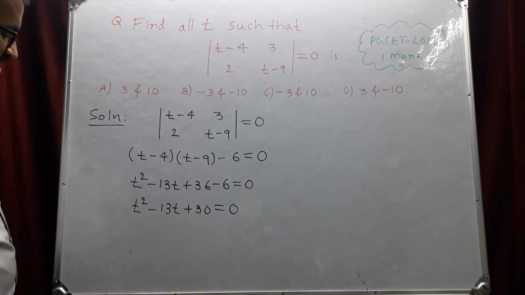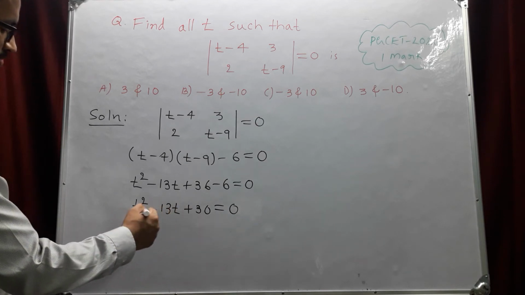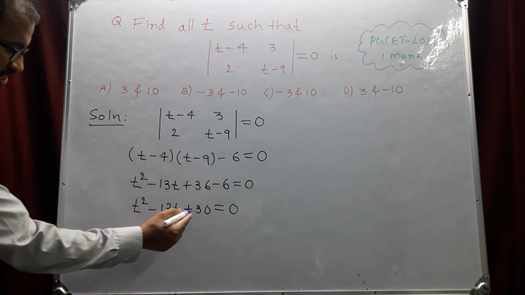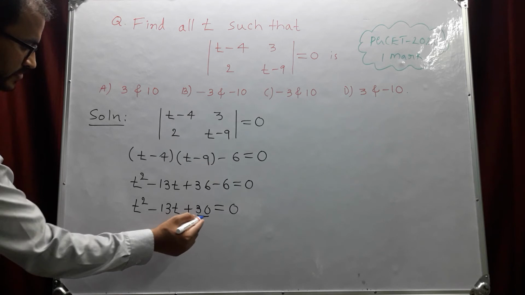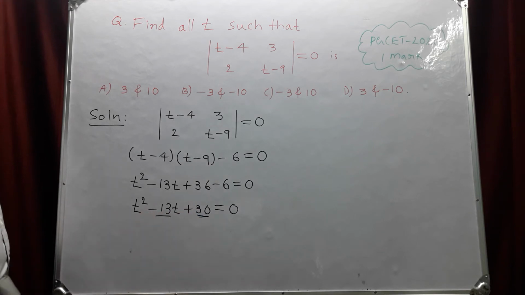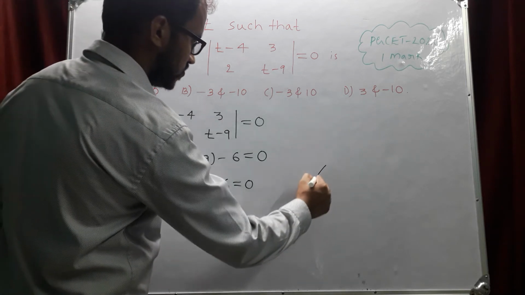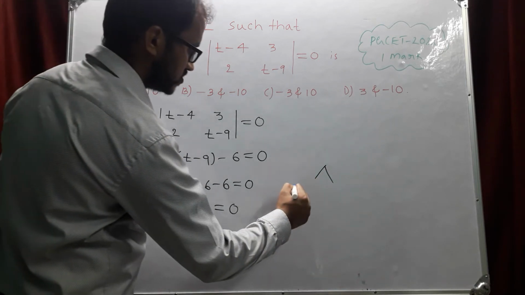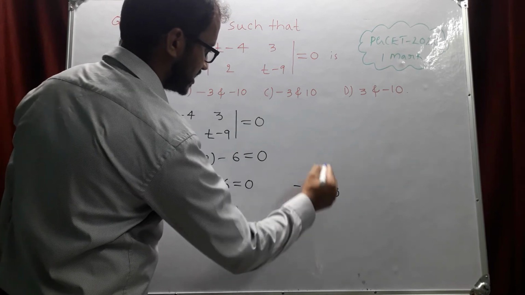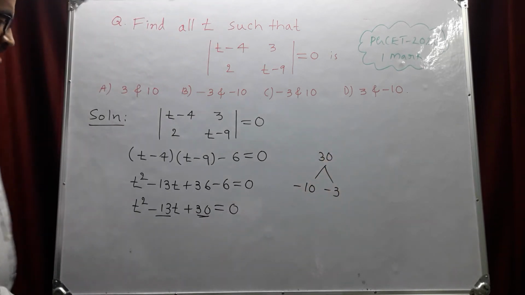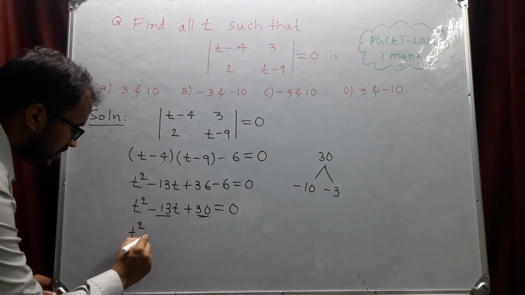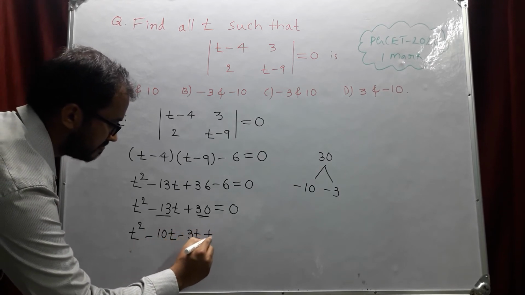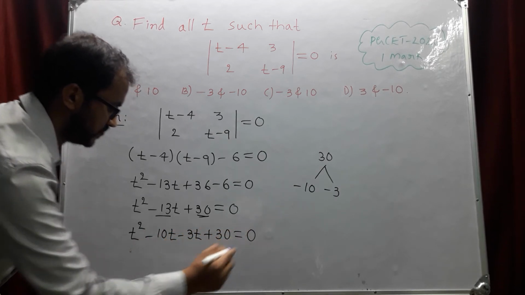So this is the quadratic equation in terms of t. So if you solve this equation, we will get the value of t. So here product should be 30 and sum should be minus 13. So we have to choose numbers whose product is 30 as well as sum as minus 13. So we can take minus 10 and minus 3. So t square minus 10t minus 3t plus 30 is equal to 0.